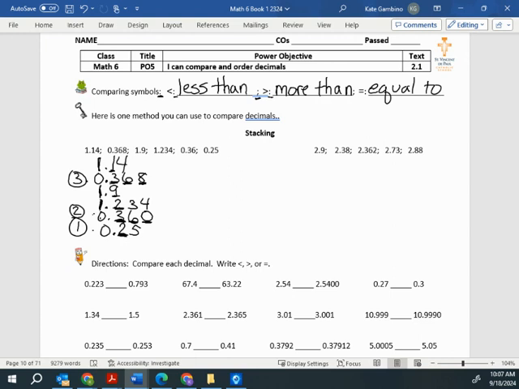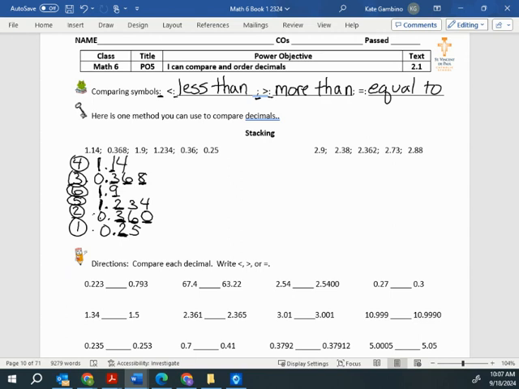Lila? The 1. So I was at 3, so that's going to be a 4. Now I have a 9 and a 2. Which one is smaller, Sarah? The 2. So I know this last one is the biggest number. 1.9 is the biggest number I have there.